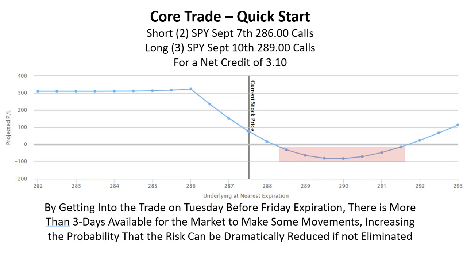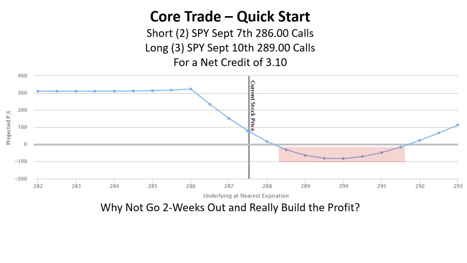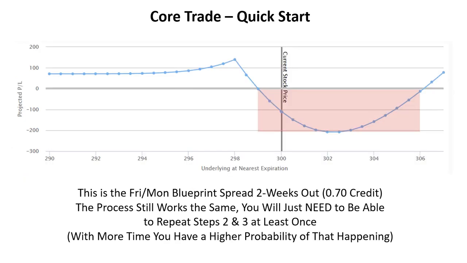So it's important for you to understand these principles that are at work as you are putting on the trade, so you know how to plan the trade out. So why not go out 2 weeks and really build the profit? Obviously, if you go out 2 weeks, the market can move back and forth a lot in that 2-week period, right?